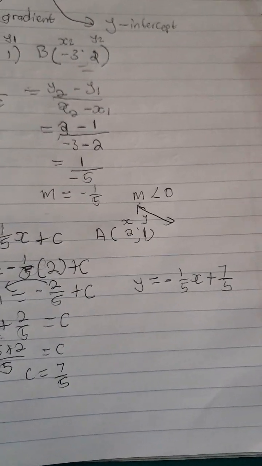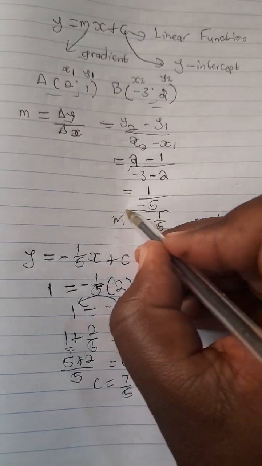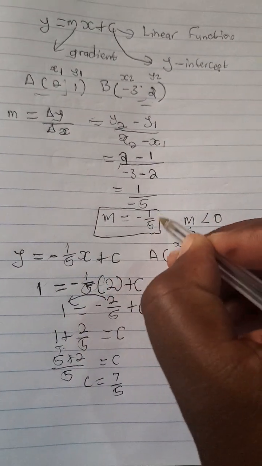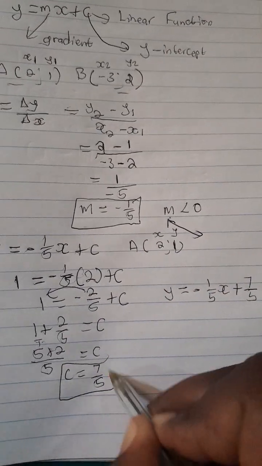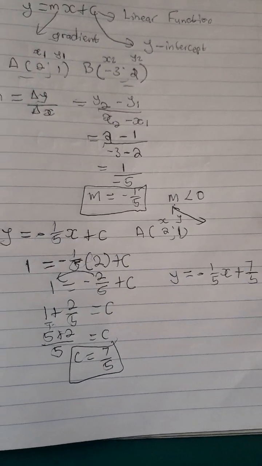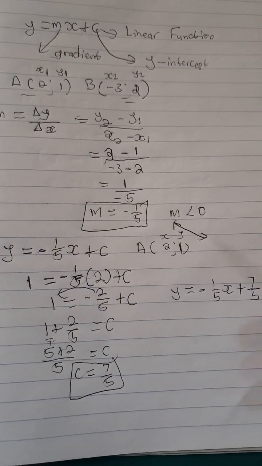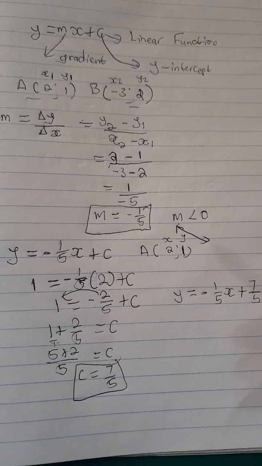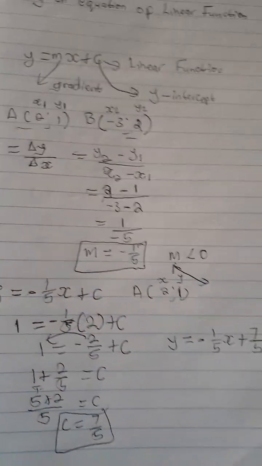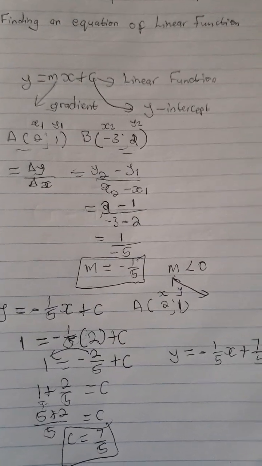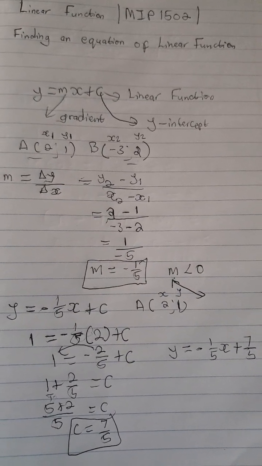So that's how you can get an equation. First thing, guys, you have to calculate the gradient. When you're working with this, find the gradient, then also find the c value, which is the y-intercept in this case. This is how you can work it out, guys. In our second video, let's talk about sketching. In this video, we were focusing on finding an equation of a linear function.